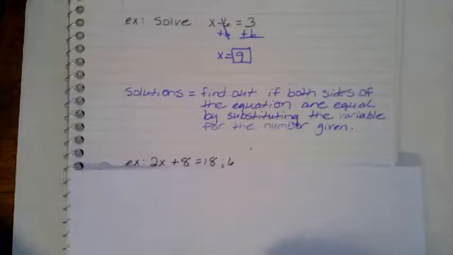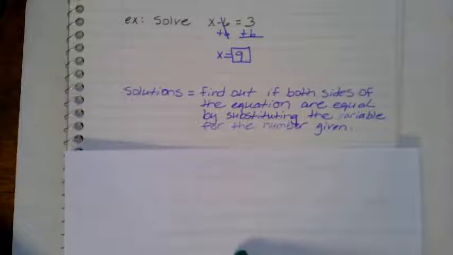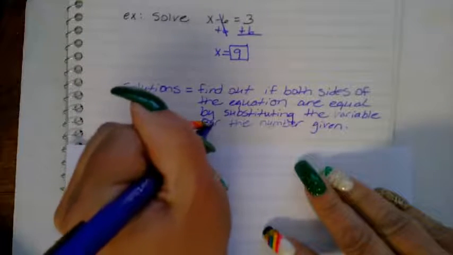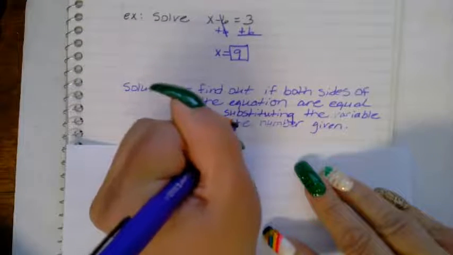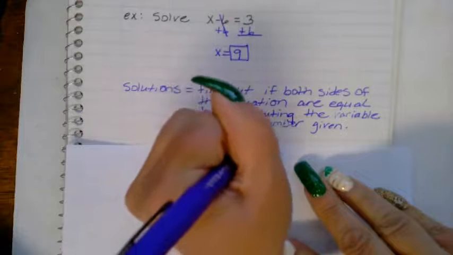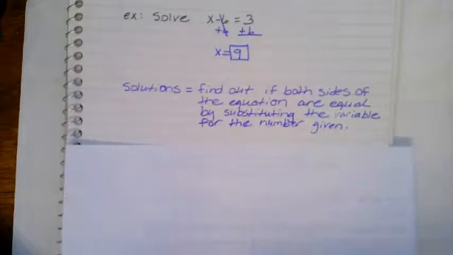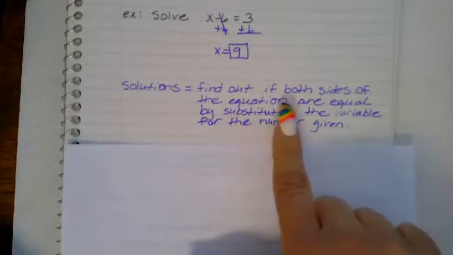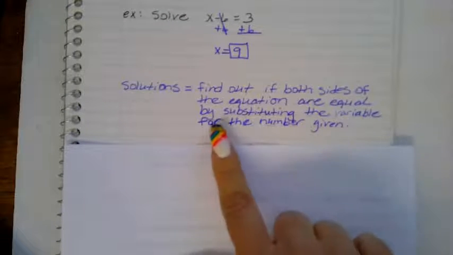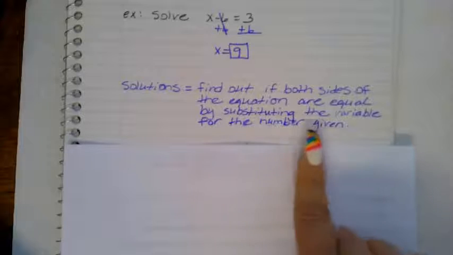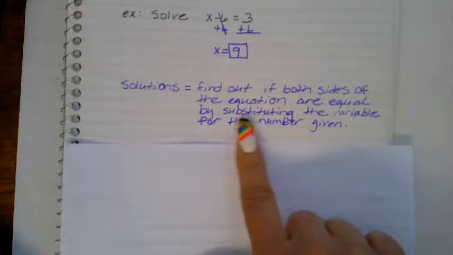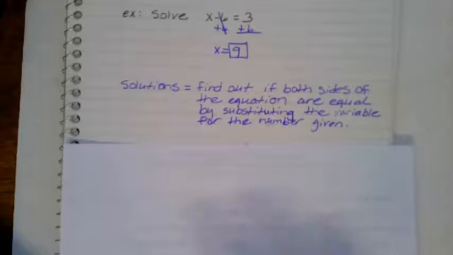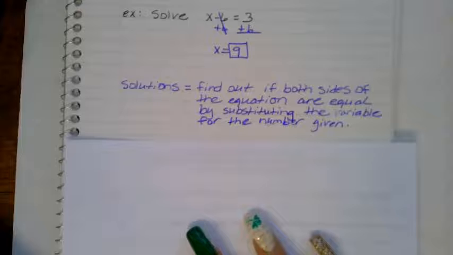Now we're going to look at solutions, because we have problems that we have to find a solution for. I'm just going to copy this down a little darker here, because with my whiteout it looks a little funny. And then I'll read it to you. Okay. So when we're finding the solution for something, remember that's just finding out if both sides of the equation are equal by substituting the variable, which is our letter, for the number that we are given. Okay? So go ahead and write that down, and then we'll do some examples. Pause it if you need to.